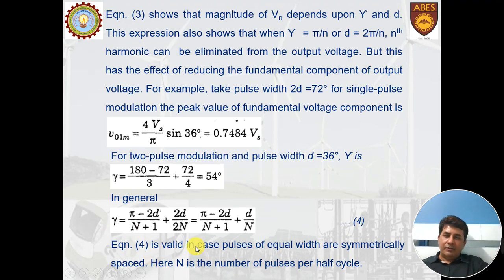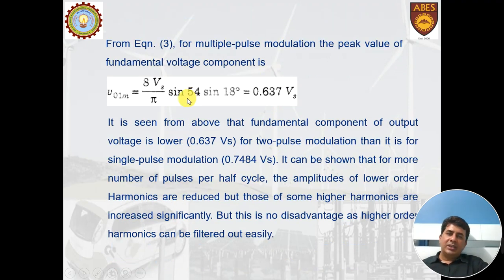Now gamma we have calculated using this formula. Gamma has come out to be 54 degree in this case. For calculation of gamma, we need the value of d, which is already known to us. D is 36. So if we calculate and keep the value of gamma as 54, then with d by 2, this becomes 0.637.